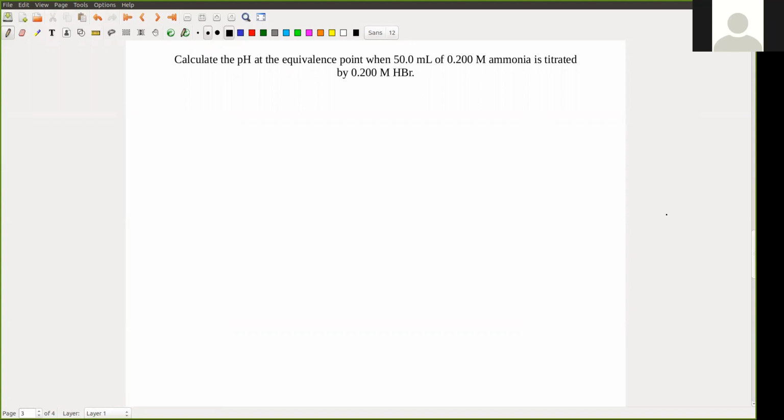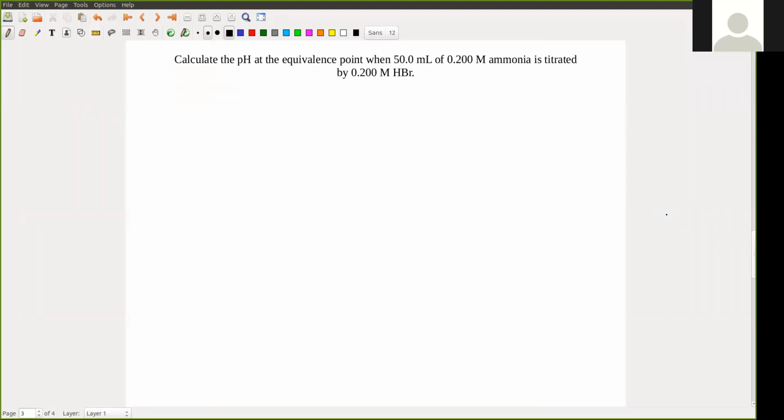And today we're looking at a titration between a strong acid and a weak base. This is very similar to the previous video of a weak acid and a strong base. So we're just going to do 1 point, and that'll be the equivalence point. So we're asked to calculate the pH at the equivalence point when 50 milliliters of 0.2 molar ammonia is titrated by 0.2 molar of hydrobromic acid.